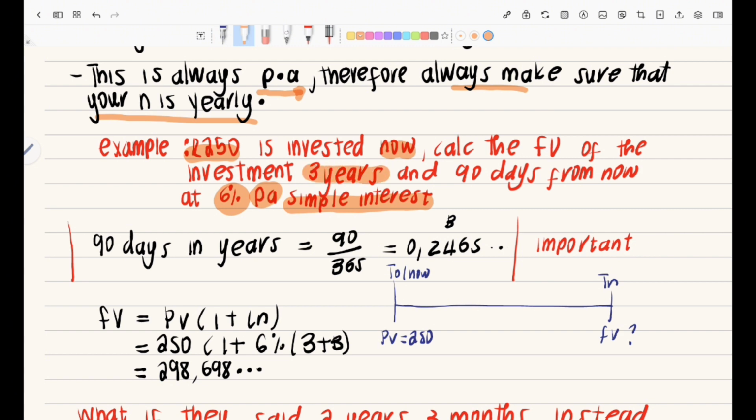So 3 years, that is fine. As I said, you need to make sure that your N is yearly. So the 3 years is fine. And then they say 90 days. However, the 90 days is not yearly.